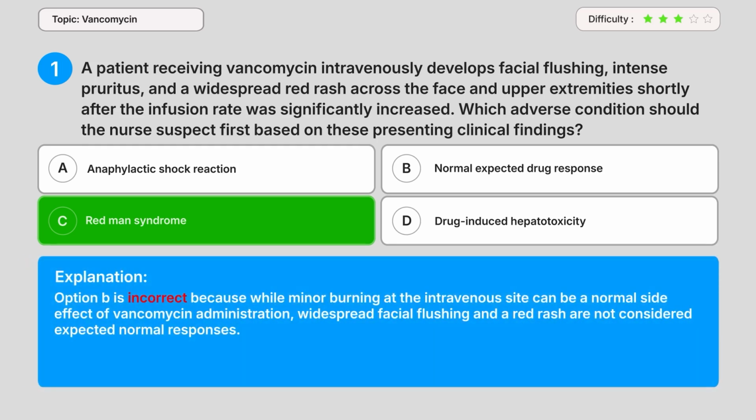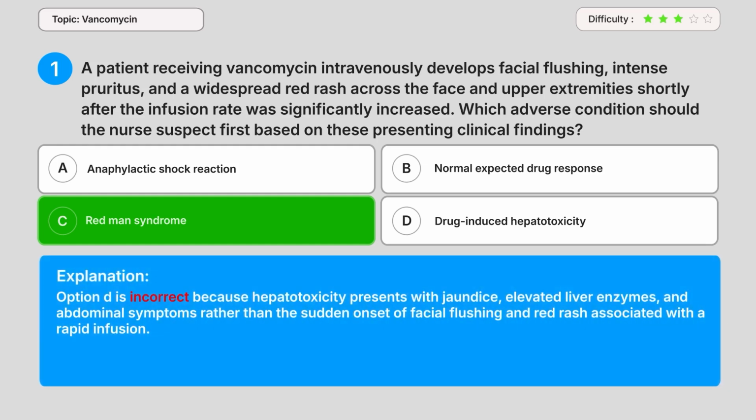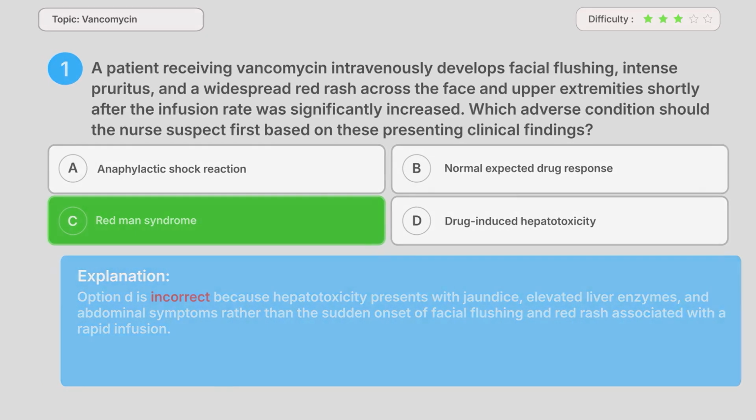Option B is incorrect because while minor burning at the intravenous site can be a normal side effect of vancomycin administration, widespread facial flushing and a red rash are not considered expected normal responses. Option D is incorrect because hepatotoxicity presents with jaundice, elevated liver enzymes, and abdominal symptoms rather than the sudden onset of facial flushing and red rash associated with a rapid infusion.